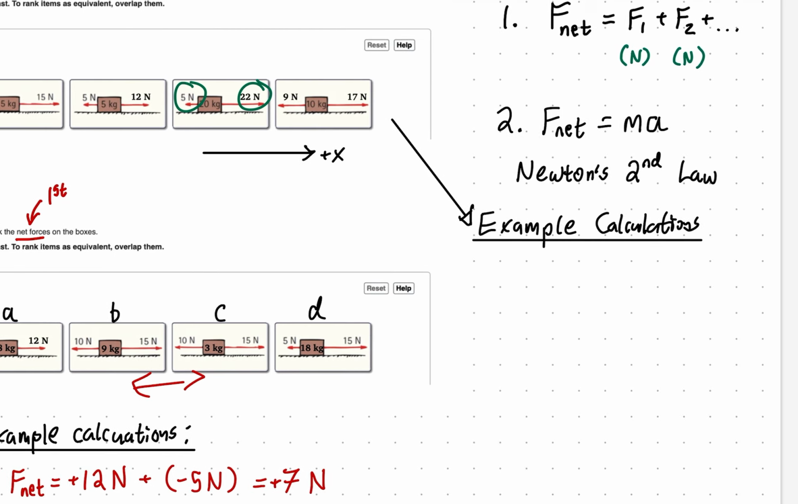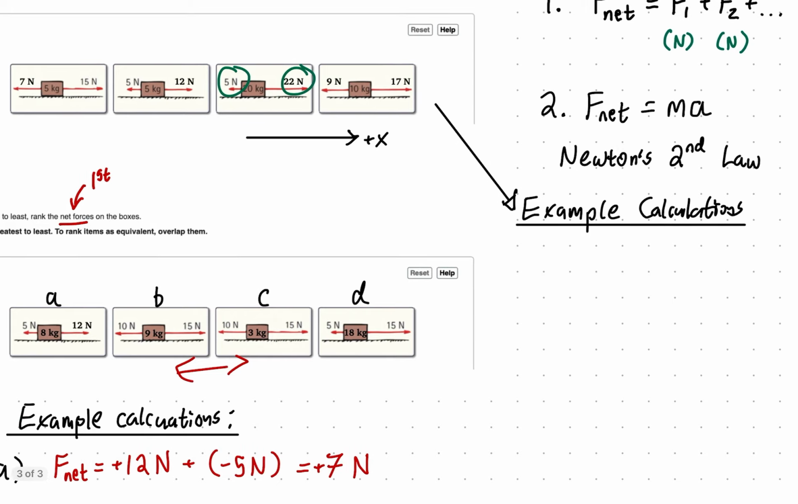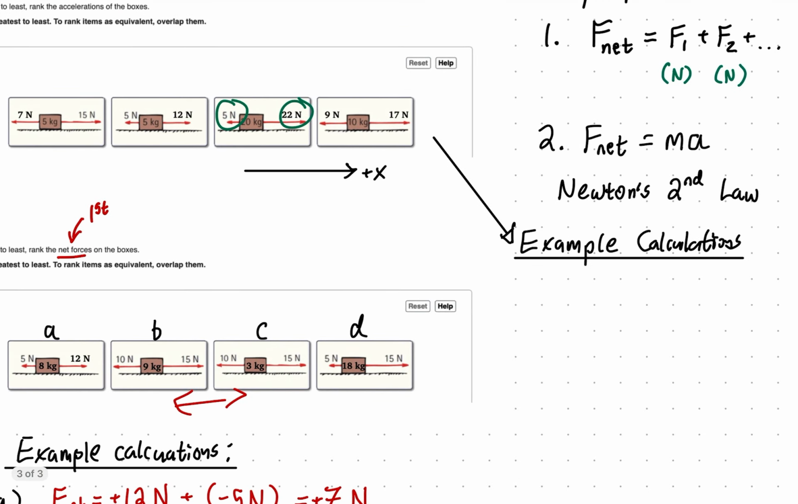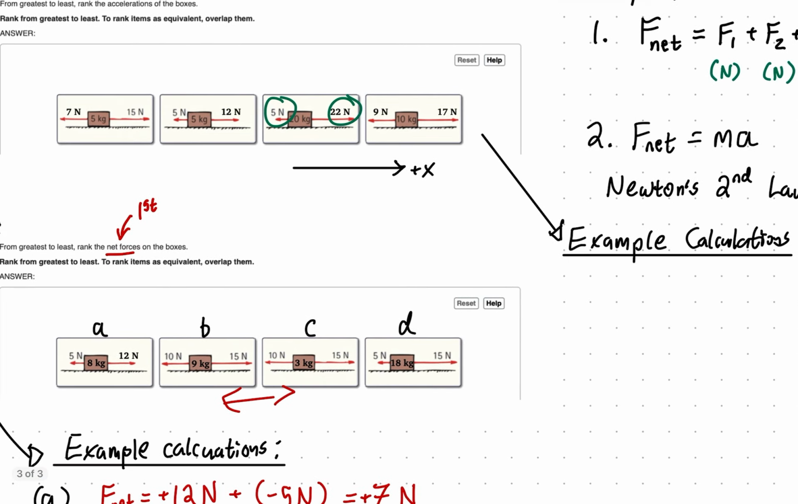There we go. All right, so our example calculations are just going to employ that second equation, none other than Newton's second law. That means this is very much a 2-step process, because we still have to find net force. And then once we find net force, as a second step, we set it equal to ma and then solve for A.